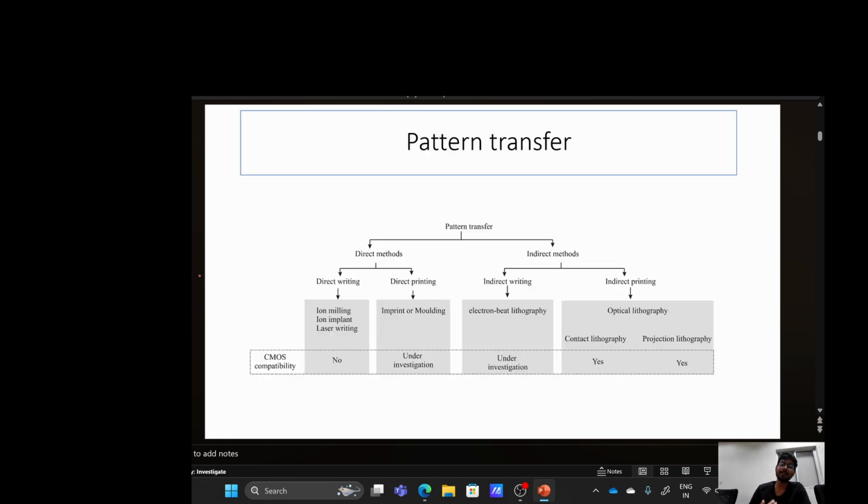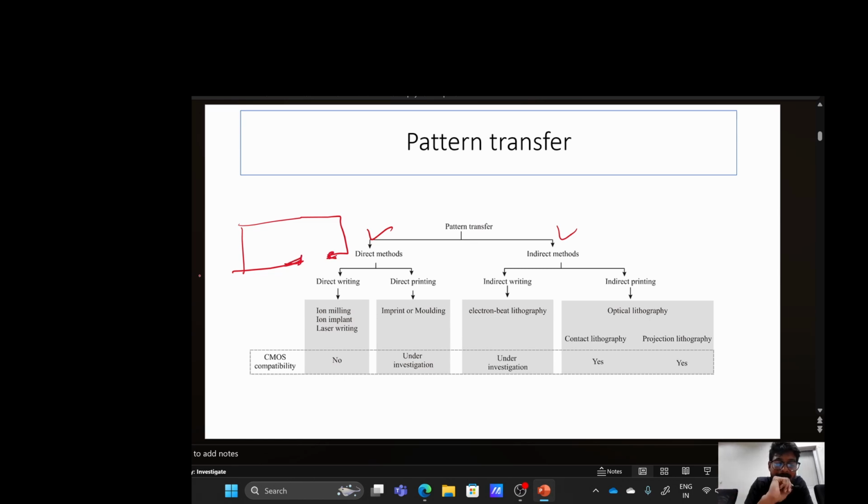So how can you transfer the pattern? There are certain methods that you can use to transfer the pattern. There are direct methods, there are indirect methods. In direct methods, there is a wafer or something. Okay, there is a wafer.